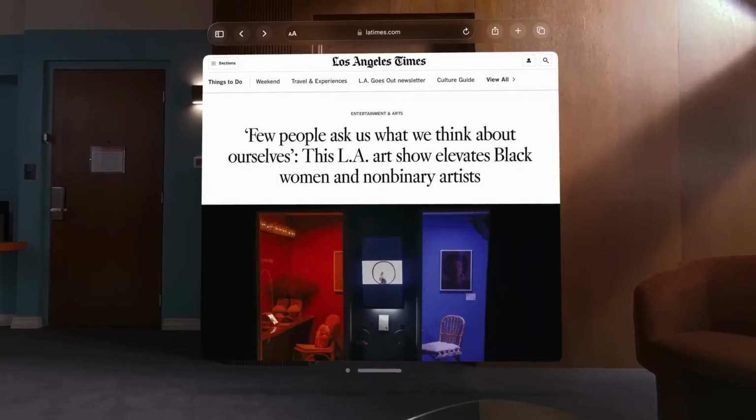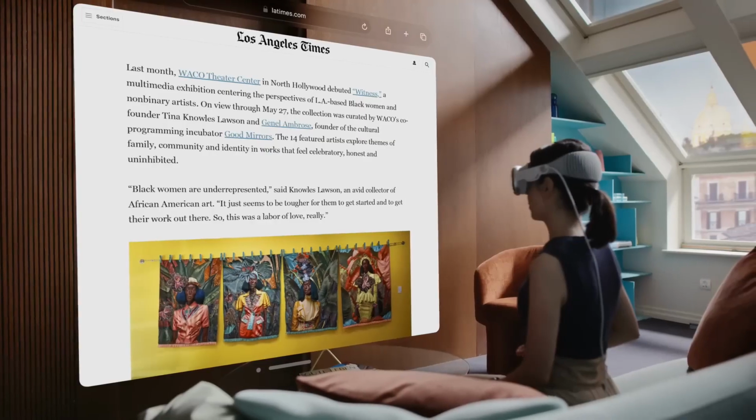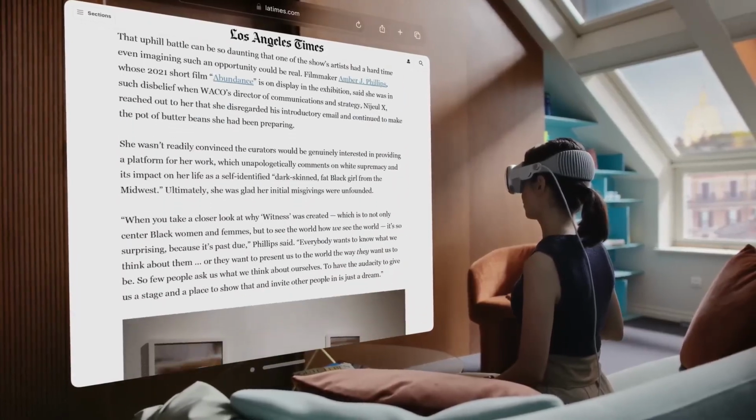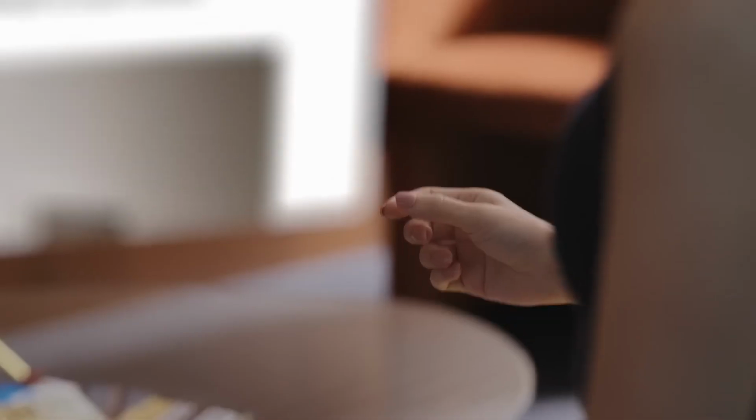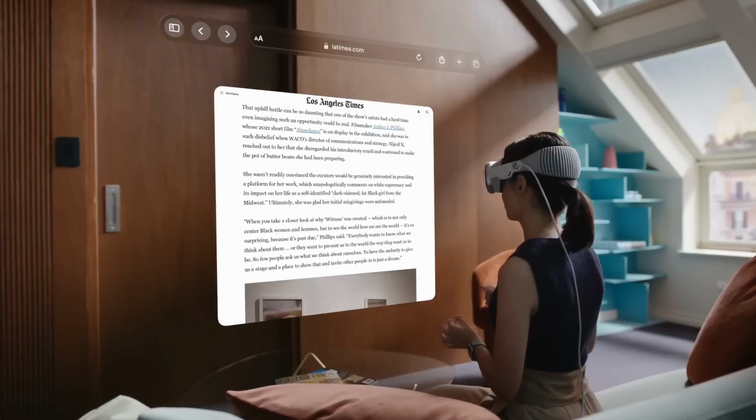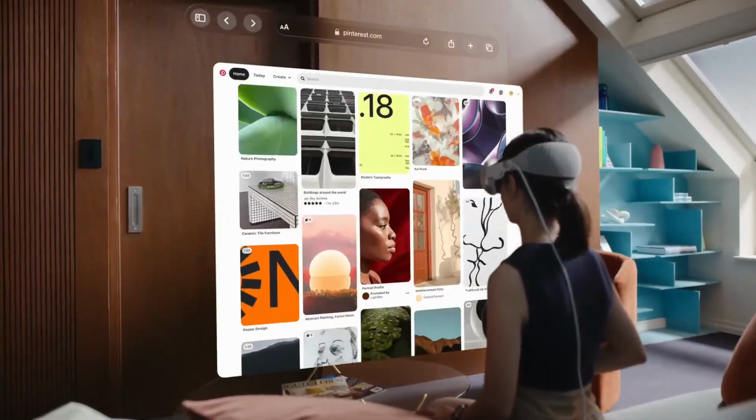Text is crisp and easy to read. Browsing the internet feels new. And Safari expands so you can see all your open tabs.